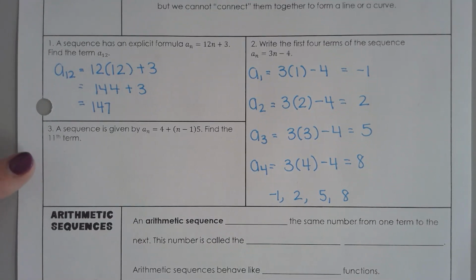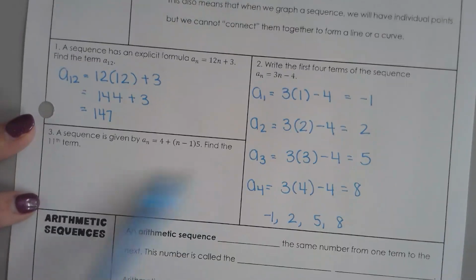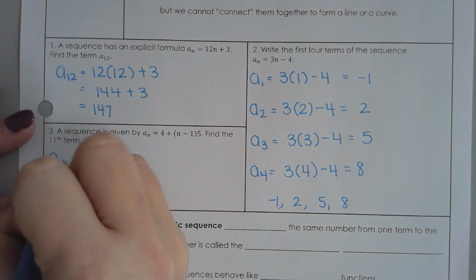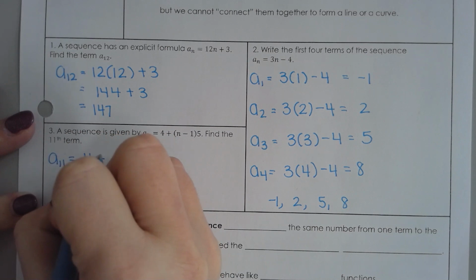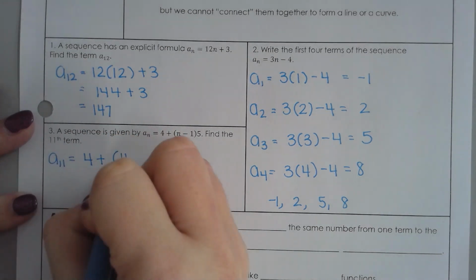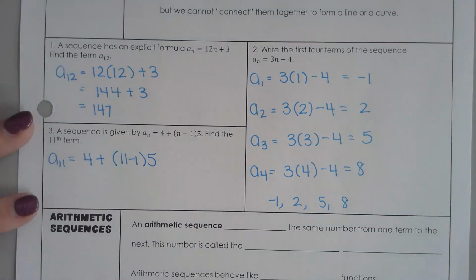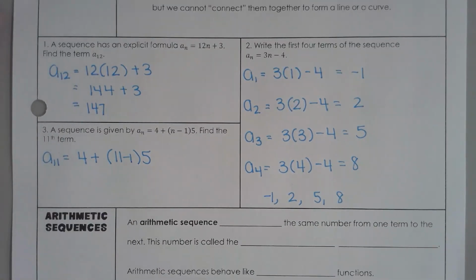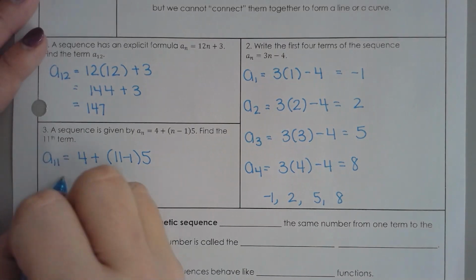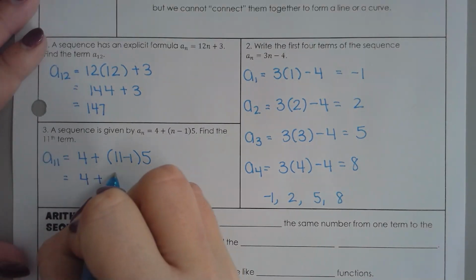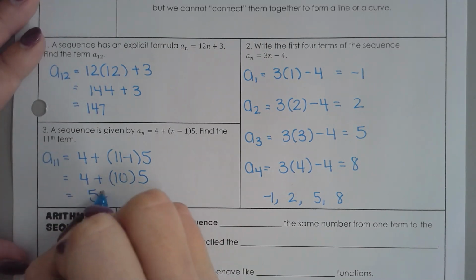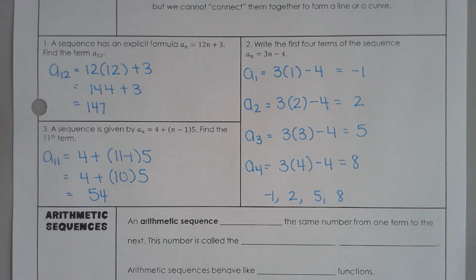And then the last one we have here, I'm giving you the formula. Find the 11th term. So A11 is 4 plus 11. Weird, we're not used to seeing a 5 after parentheses, but that just means we're multiplying by 5. So 4 plus 10 times 5 would be 54. 10 times 5 is 50 plus 4.